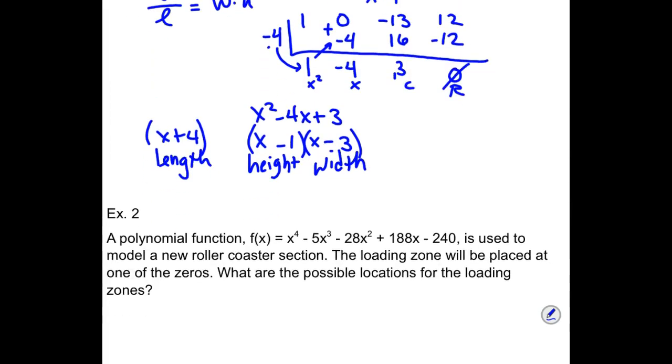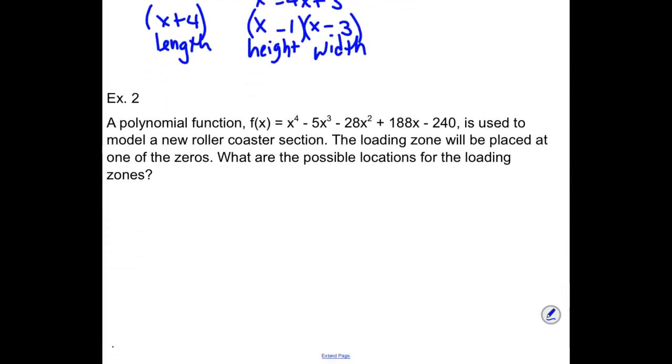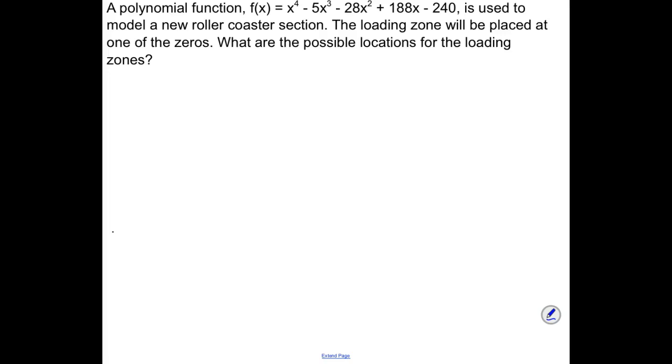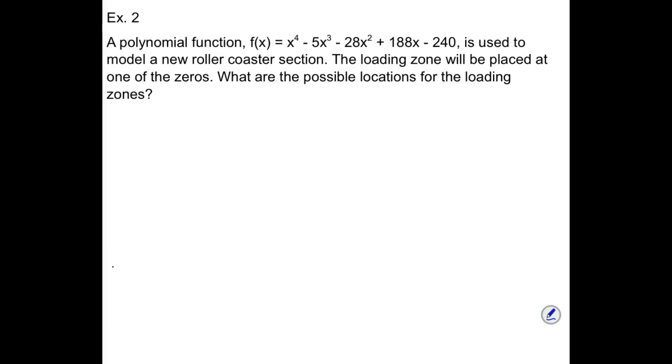Okay? Our second example. It says a polynomial function f of x equals x to the fourth minus 5x cubed minus 28x squared plus 188x minus 240 is used to model a new roller coaster section. The loading zones will be placed at one of the zeros. What are the possible locations for the loading zones?